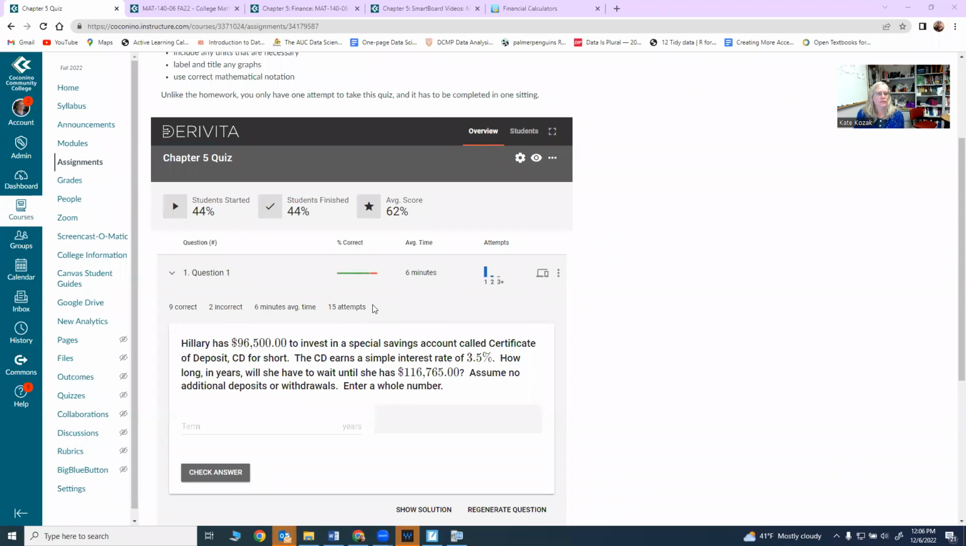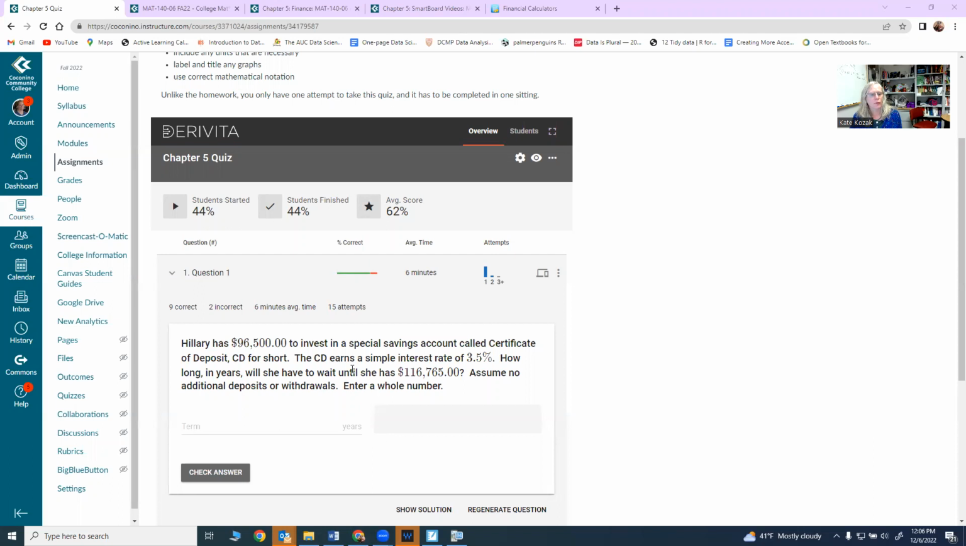So I want to show you how to solve some of the problems in the Chapter 5 quiz. The very first problem was that Hillary has $96,500 to invest in a special savings account called a Certificate of Deposit, or CD for short. The CD earns a simple interest rate of 3.5%. How long in years will she have to wait until she has $116,765, assuming no additional deposits or withdrawals?